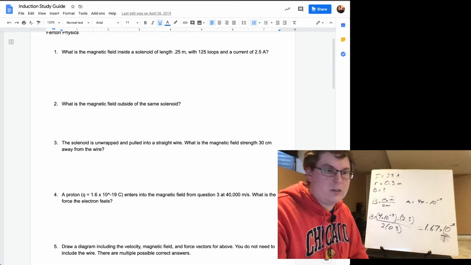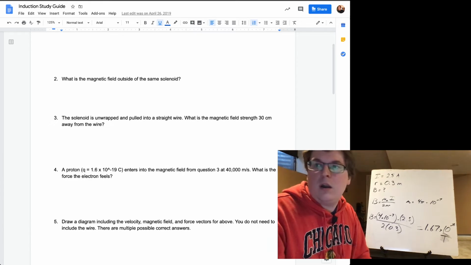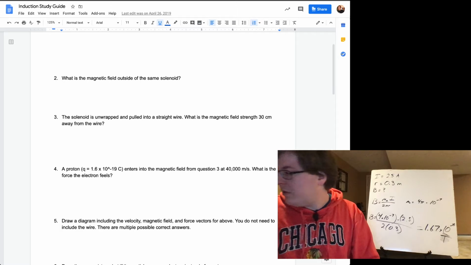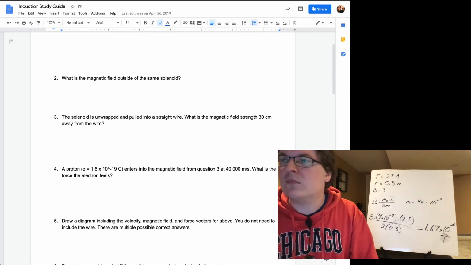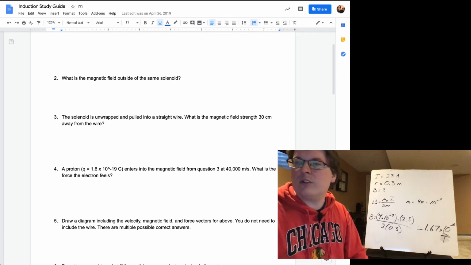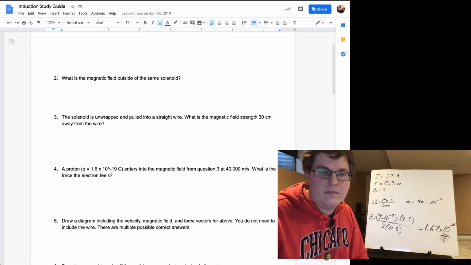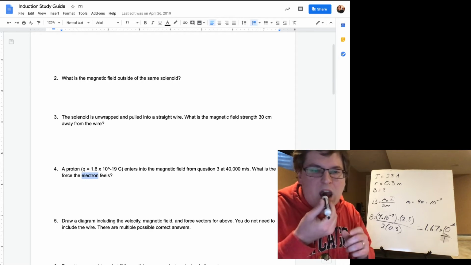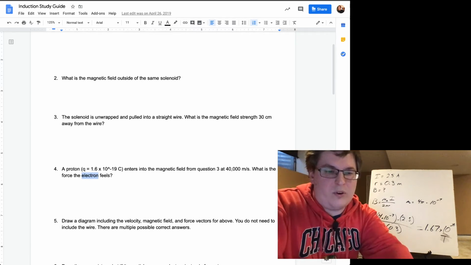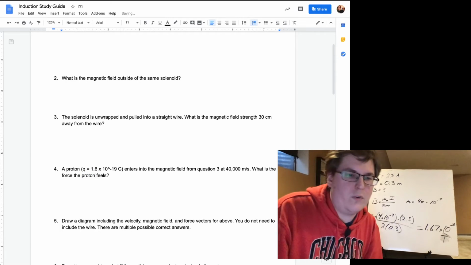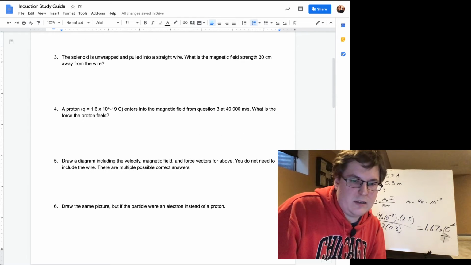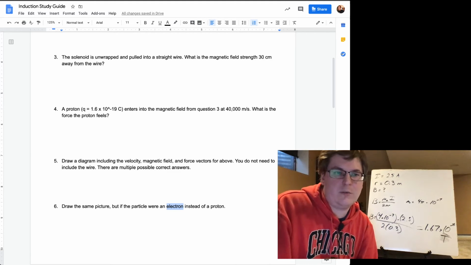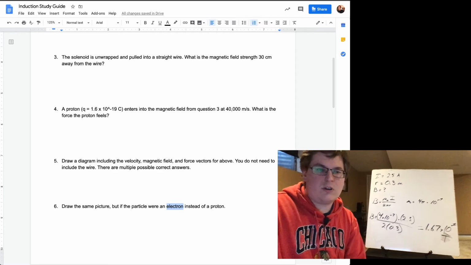answer the actual question in number 4, which was, okay, what is the force that proton would feel? It's actually a 2-part question, I guess. Well, no, that's actually a typo. I don't know if anybody caught that, but I think that should be a proton in question number 4. And then in question number 6, we're going to say, okay, do the same exact picture. You don't have to redo the math, but if it were an electron.